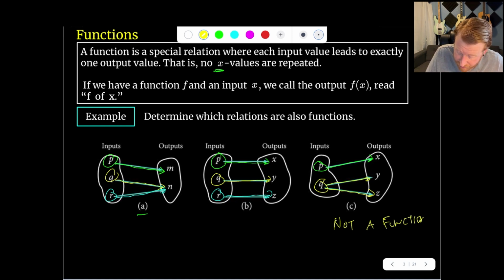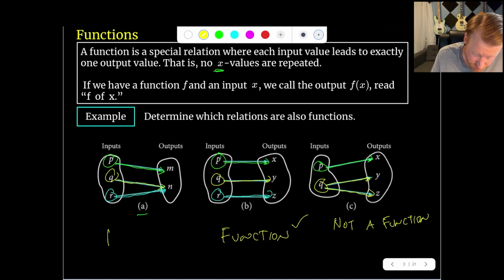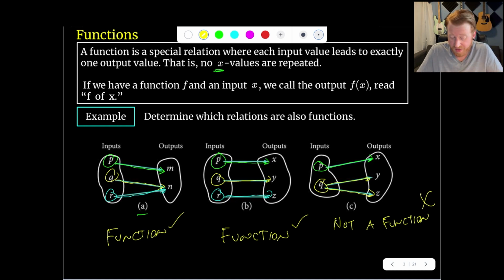It is a relation. It is still a thing that exists and we can deal with. Relations are still important. We will see relations later on in this class that are still important in math. They're just not functions, which means that these inputs are being sent to multiple outputs, which has ramifications later. So just to fill in the rest of the details here, this one is a function, check. This one is a function, check. This one, not a function.